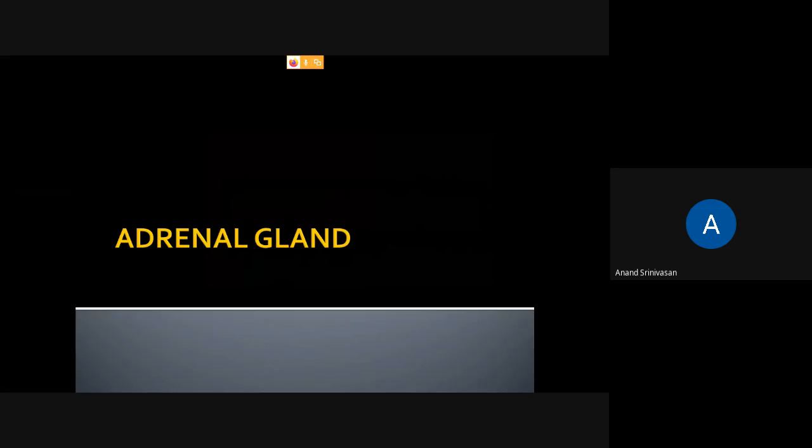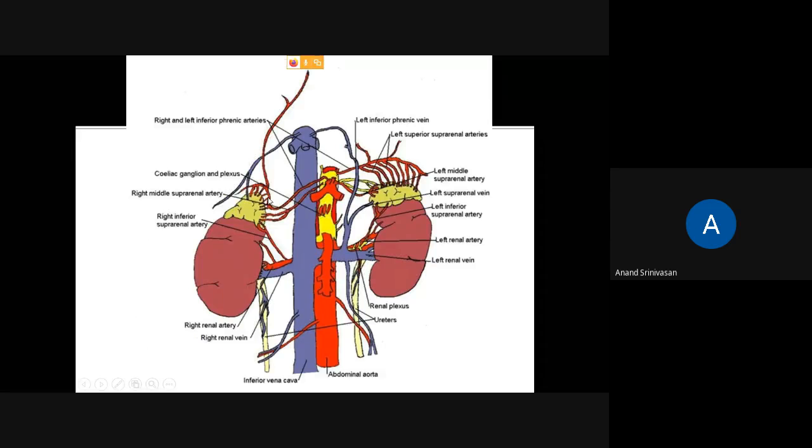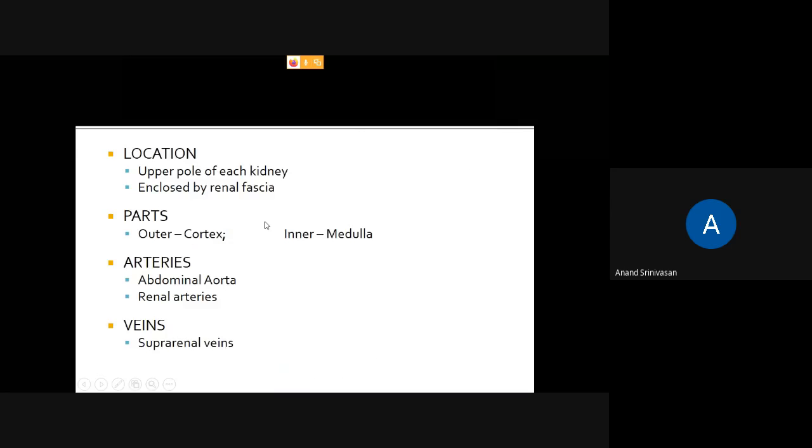The adrenal gland is also called the suprarenal gland. Why is it called suprarenal? Supra means above, and it lies above the kidneys. That's why it is called the suprarenal gland. It is located on the upper pole of each kidney and is enclosed by the renal fascia. The renal fascia is a fascia which covers the kidney. Here you can see the yellow colored structure, which is the adrenal gland, or suprarenal gland.